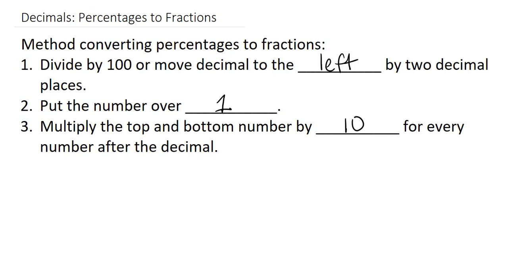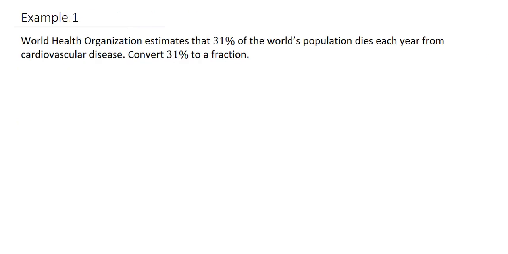Now let's do the first example. Example 1. The World Health Organization estimates that 31% of the world's population dies each year from cardiovascular disease. Convert 31% to a fraction. Well, the first thing we need to do is take the 31%. So in order to get it out of the percent, we need to move the decimal to the left twice.